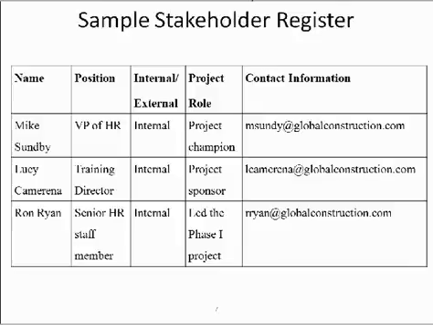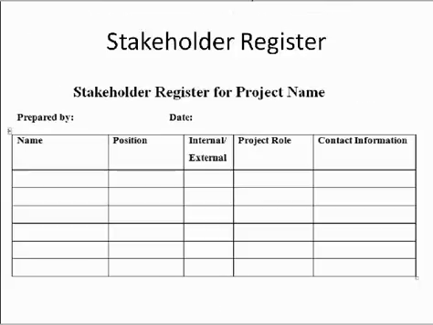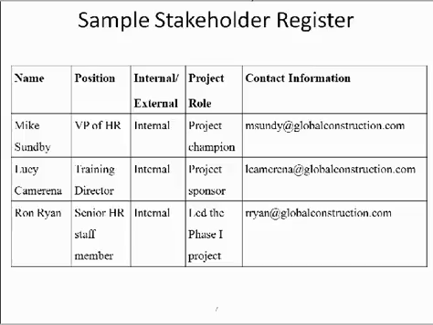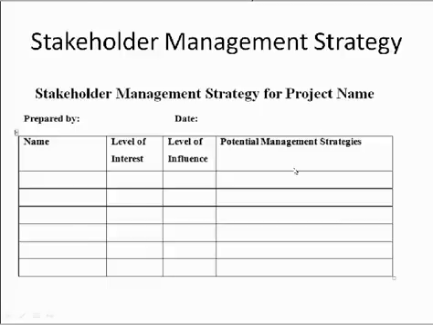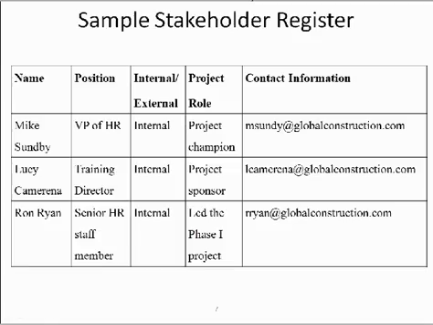Let's look at an example of one. In this case, we've got the name, and this is the chart that's in the book. Mike Sunby is the name, position, in this case, Vice President of Human Resources. They have an internal role, and his project role is project champion. In this case, it's only the email address, but you would include other contact information here if you so choose.